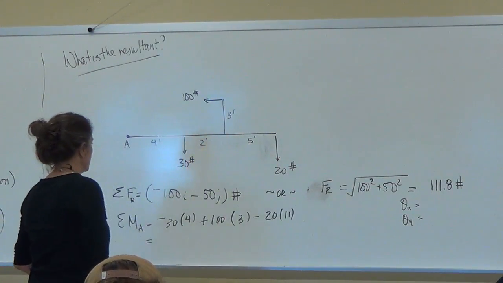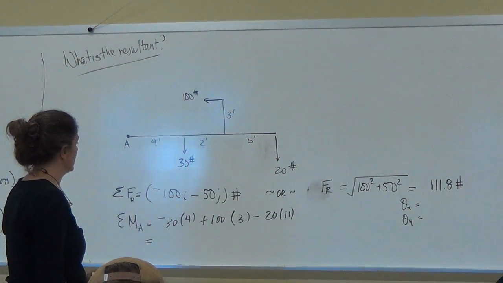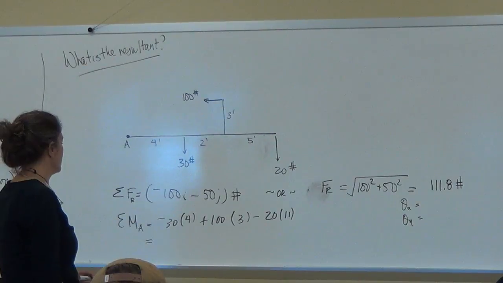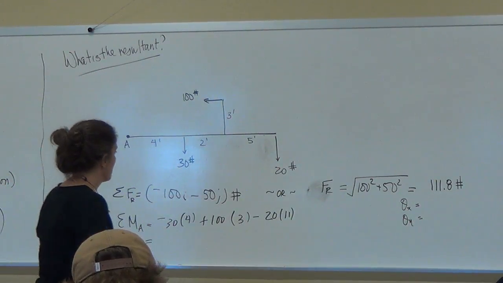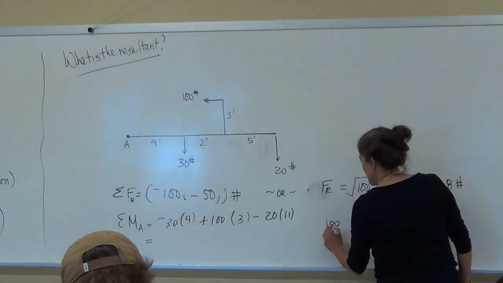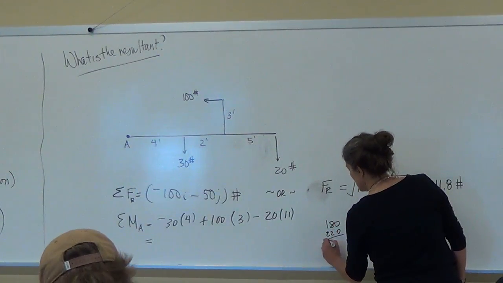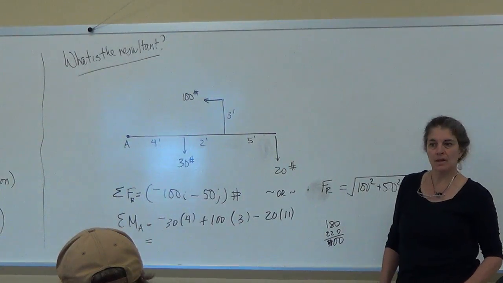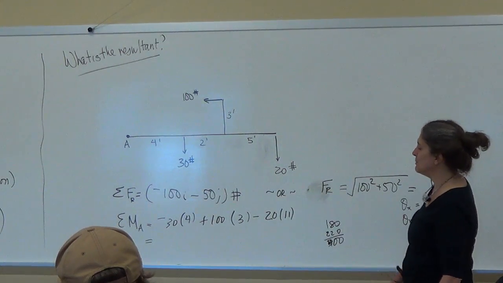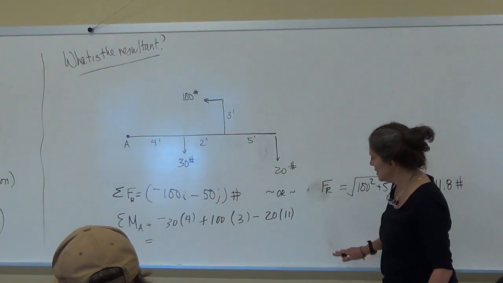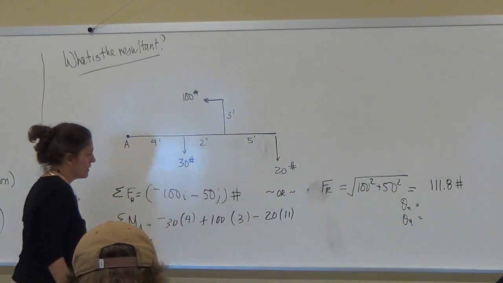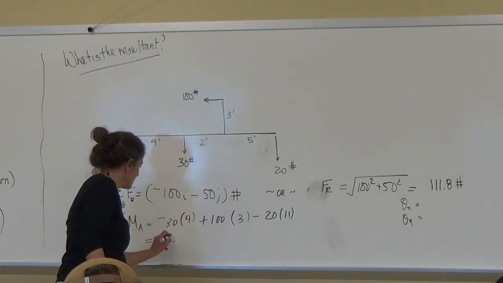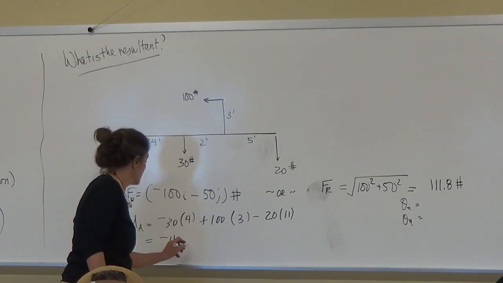Negative 1200 plus 300, that's negative 900, plus 180. Did it come out to be 400? Oh no, I added positives and negatives. No, it's not. Okay, what is it? I have to do it. Negative 40? Yeah. Somebody else got that, huh?